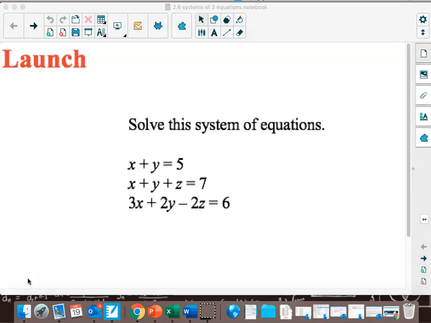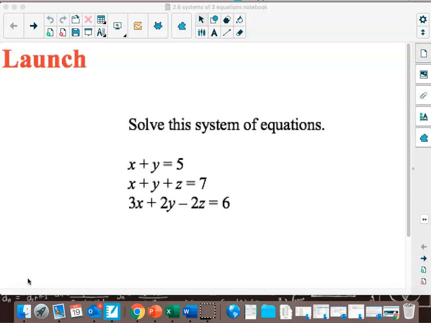Anyway, all right. So every single group figured out that this was 0, 5, 2. So well done to all of you. But this took it easy on me, because we gave you x plus y was 5. So you could just replace this x plus y with a 5, and you automatically get z equals 2, which is why most of you wrote z equals 2 first, right?